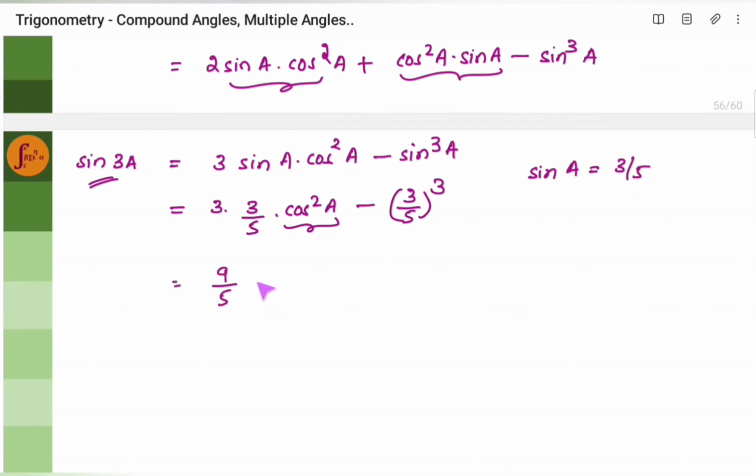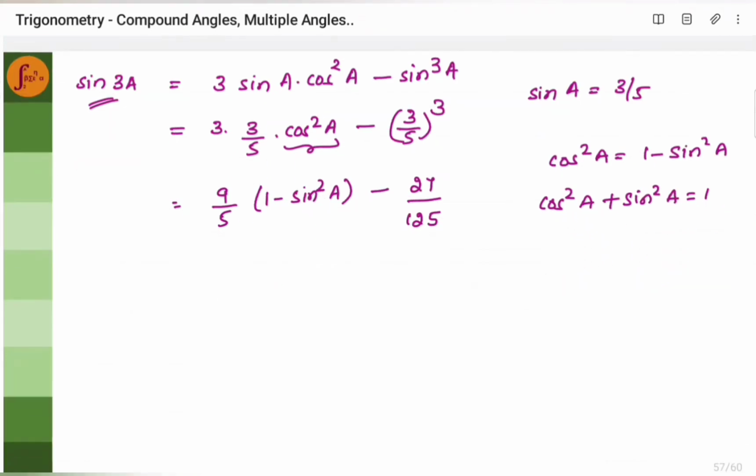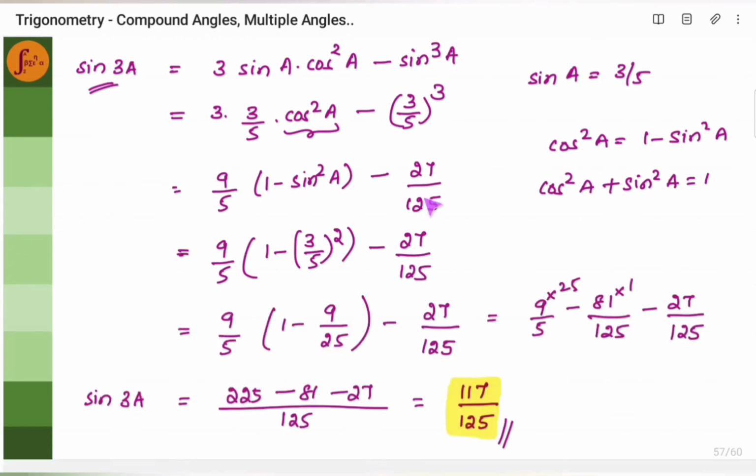this is 9 by 5. I can write cos square A as 1 minus sine square A. Why? Because cos square A plus sine square A is equal to 1. Using this, we can say cos square A is 1 minus sine square A. So instead of cos square A, I'm putting 1 minus sine square A, and sine A is 3 by 5. So I'll put 3 by 5 here, and then minus 27 by 125. On simplifying, we get 117 by 125.